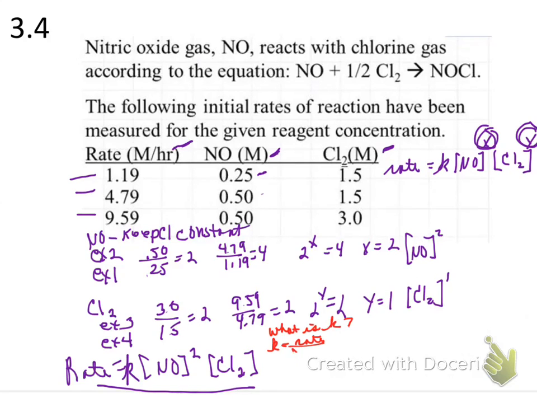So let's pick experiment 1. If I rearrange the equation, K is going to be equal to the rate over the concentration of NO squared times the concentration of chlorine. So that's 1.19 molar per hour over the concentration of NO squared times the concentration of chlorine. And when I do that, I get a number of 12.69.